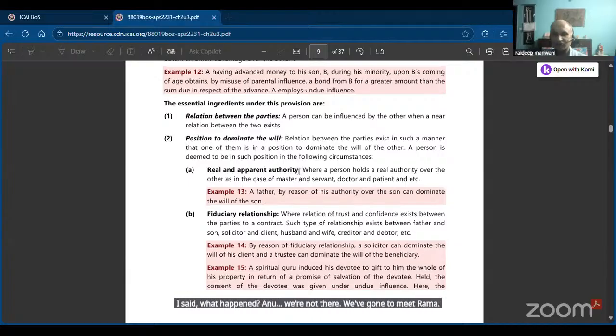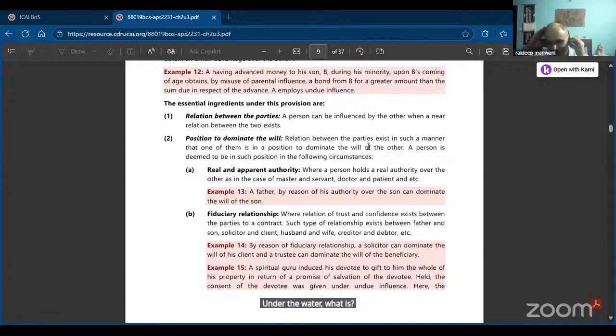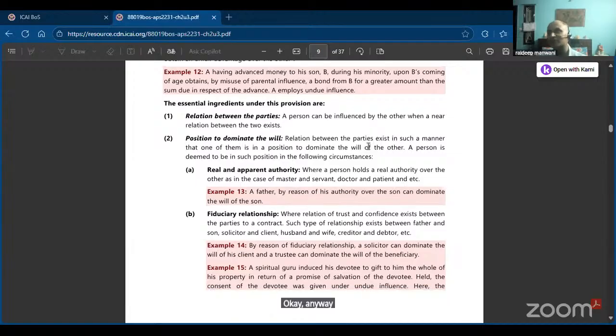Then I came to know the secret behind this. You know what's the secret? When it rains, the Ganga, the high tide comes, no? The Ganga water level rises. So it submerges that Hanuman. So we think he's gone off, but actually he's under the water. Underwater. It's very interesting. Allahabad is a very interesting place. Okay, anyway, coming to the point.